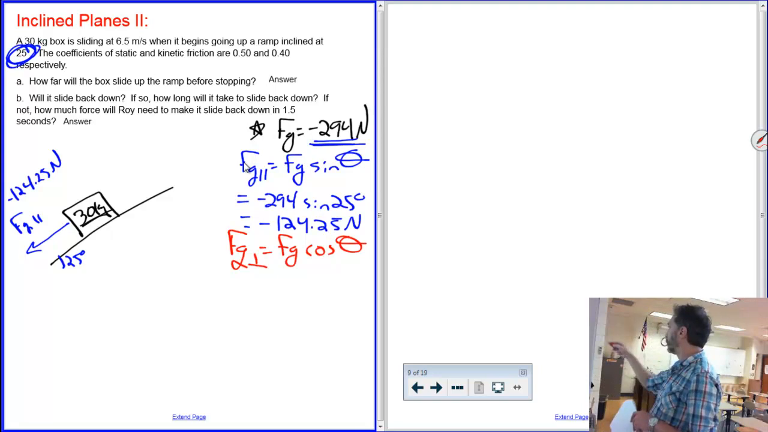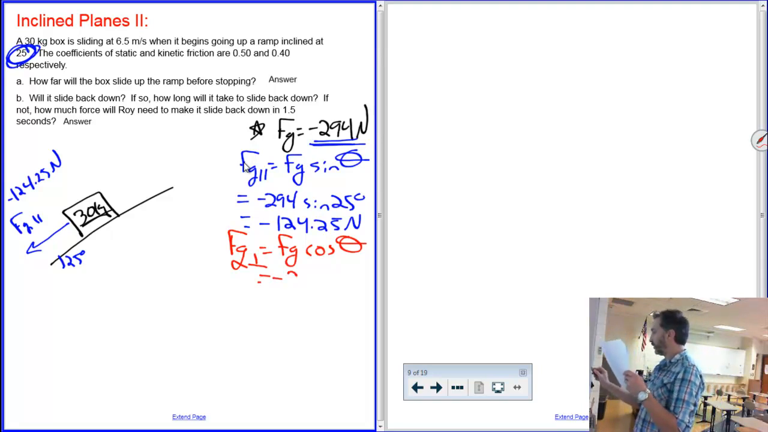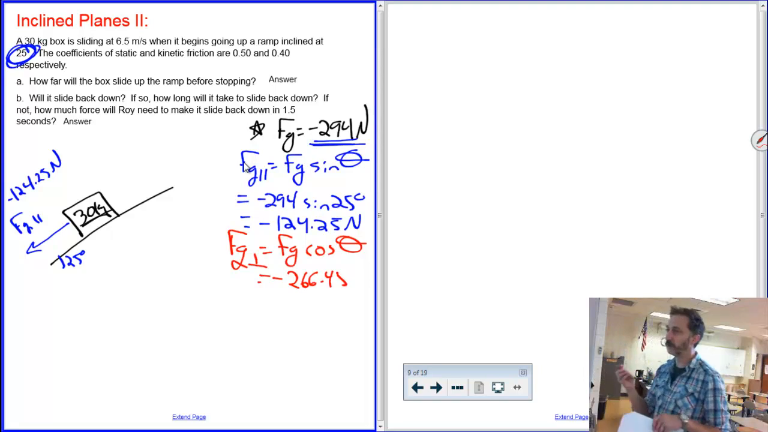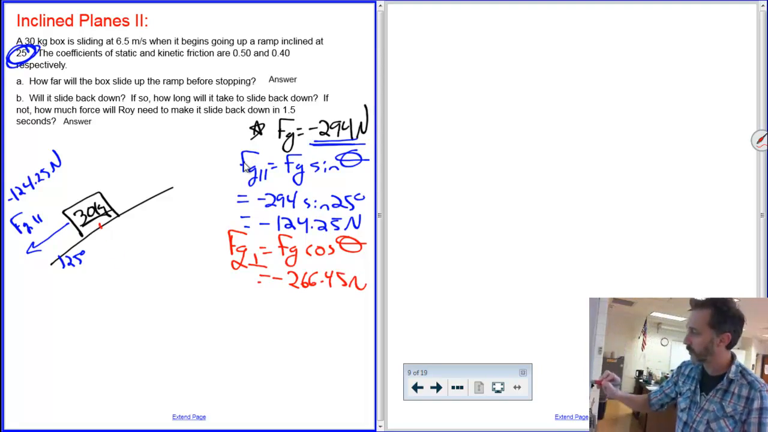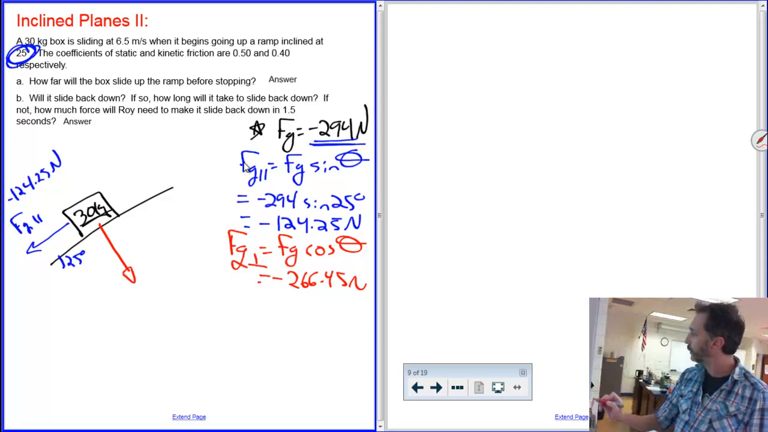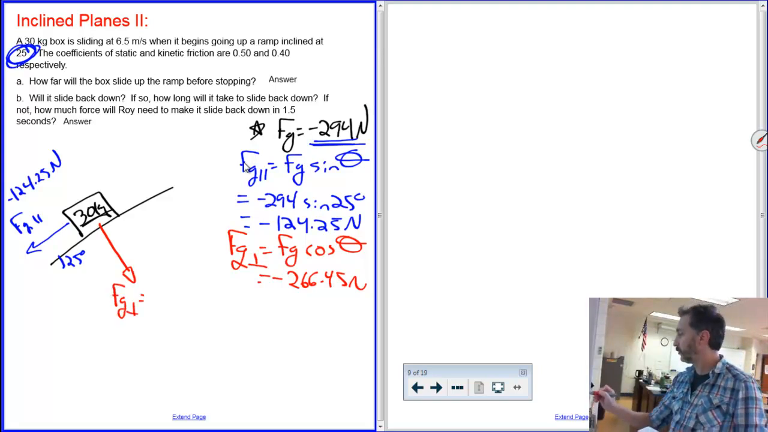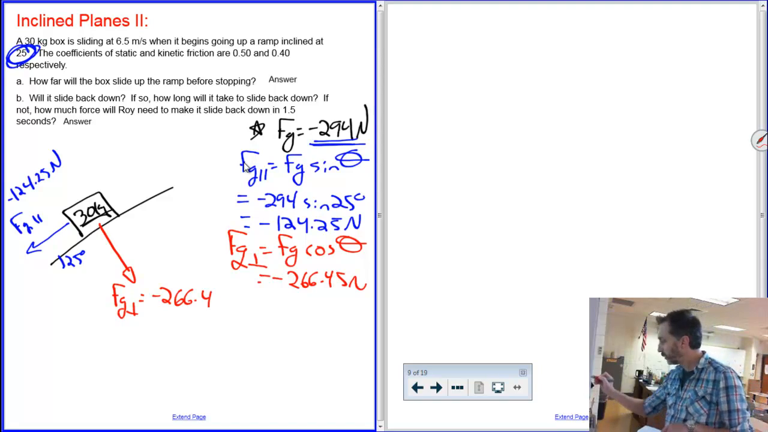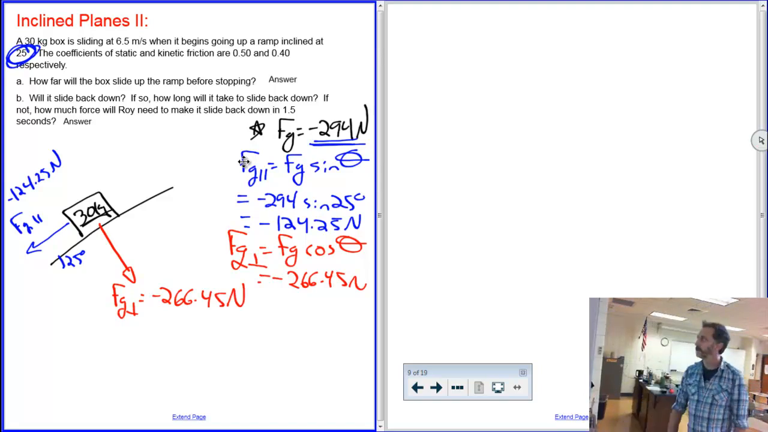Similarly, I can find my Fg perpendicular. That's just Fg times the cosine of theta. So same numbers, different angle, and you end up getting negative 266.45 newtons. So let's put that on our drawing. Notice my gravity points down the ramp and into the ramp. So Fg perpendicular is negative 266.45 newtons.